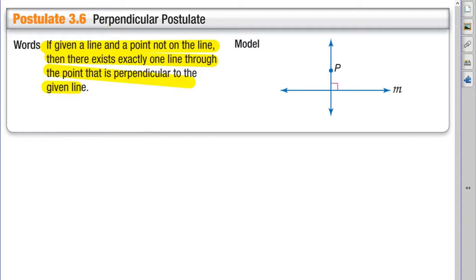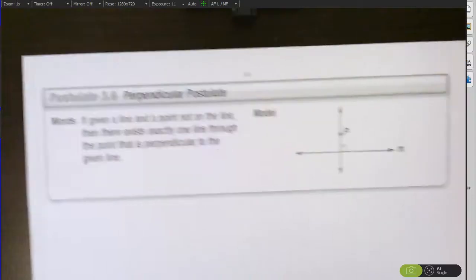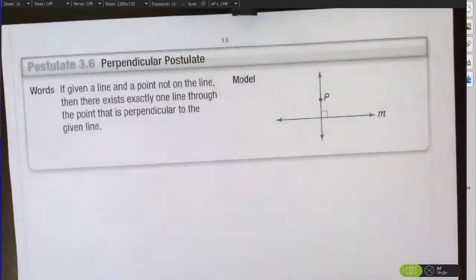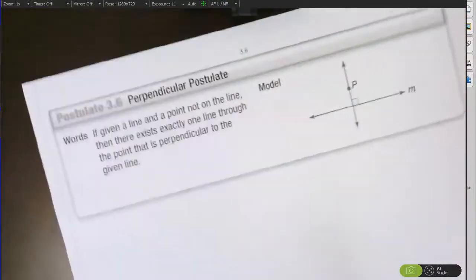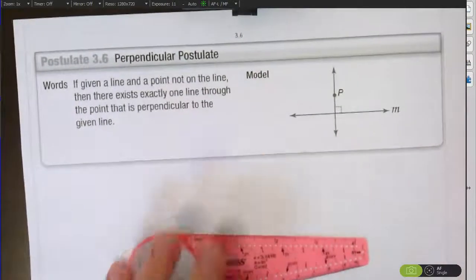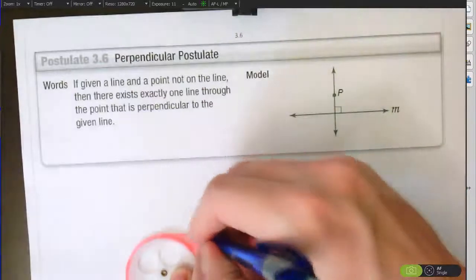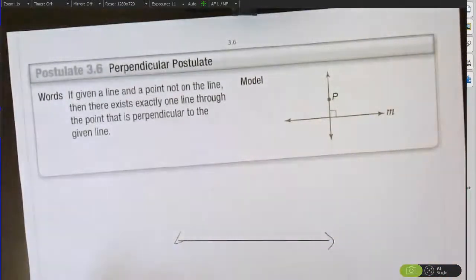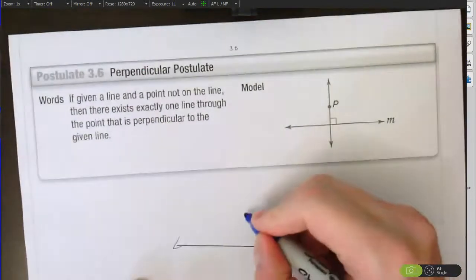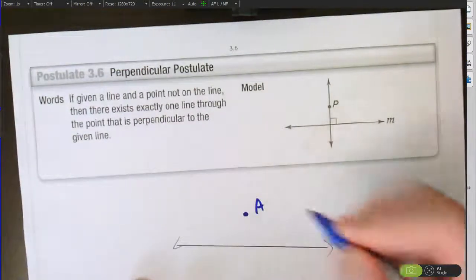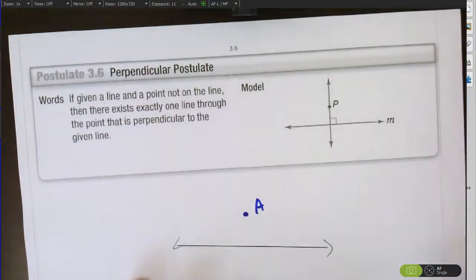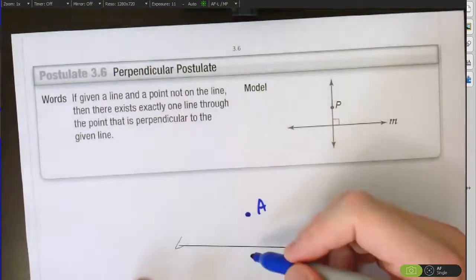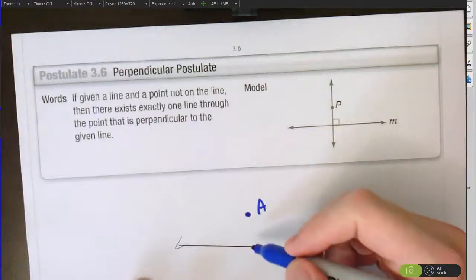Now that last definition and this postulate work together for a reason, and again I'll go to another slide to show you that. So first of all, if I just make up some line, and here's a point not on it, call that point A. Now we already established that if we're going to talk about the distance, it's going to be the perpendicular distance.